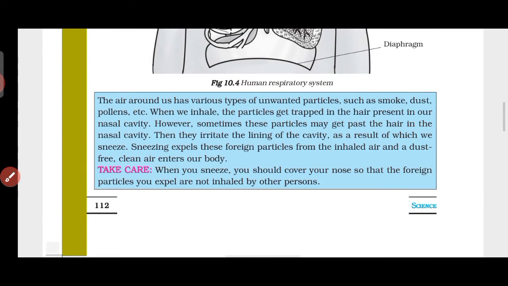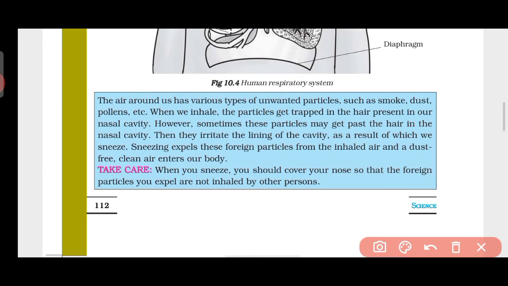Look here, what is given here? The air around us has various types of unwanted particles. There are some small solid particles in the air that float in the air. Sometimes they are visible by naked eye and sometimes they are not. But we don't want those particles to be inhaled with the air because they can be injurious for our health. They can damage our lungs. So that is why there is one kind of clarification system in our nose.